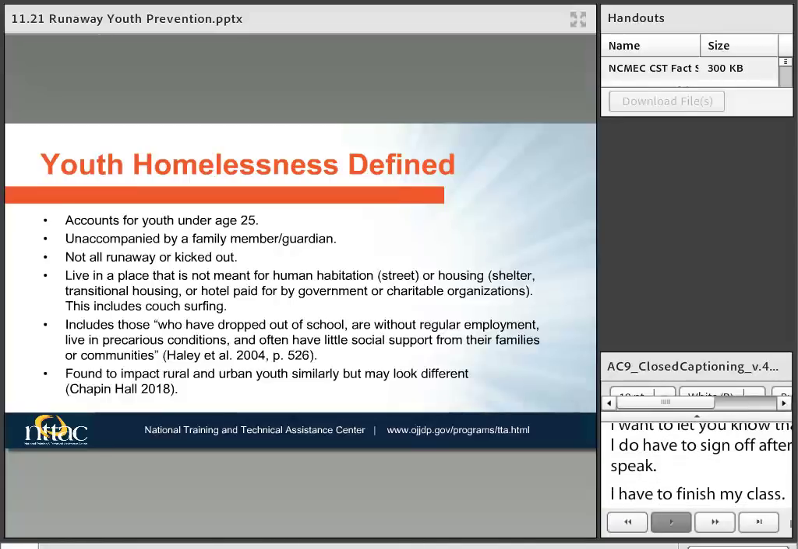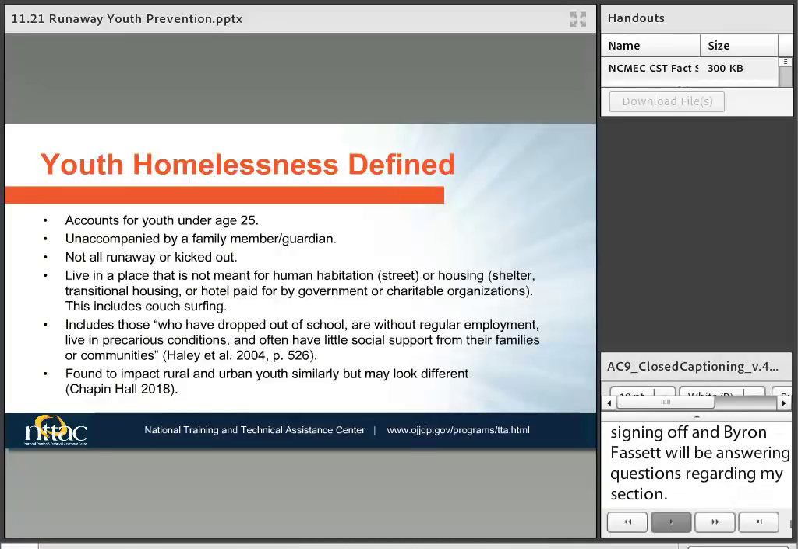So I want to start with the definition of what homelessness means by the federal government. It counts youth under the age of 25. Those youth are unaccompanied by a family member or guardian. And many of the kids that we work with did not all run away, or were not kicked out. Many times their families don't have the financial means to support them any longer, or they didn't for a long period of time, and they were unable to remain in that community or in that home. We assume that many of the kids that we work with are kicked out, and we know that happens in some cases, but it's difficult to differentiate between the reasons that people leave and the reasons that people are kicked out of their homes.